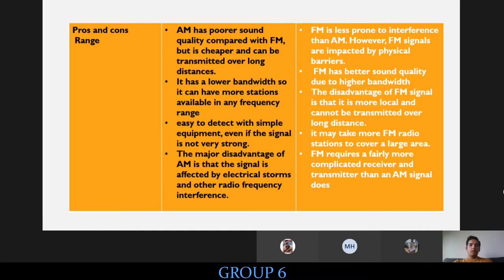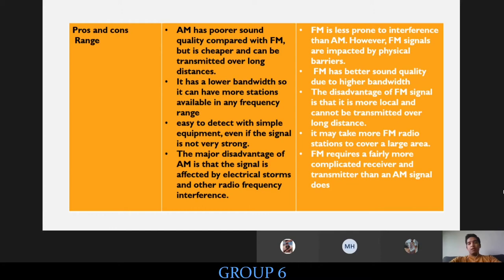AM and FM also have advantages and disadvantages. The advantage of AM is that, although it has poor sound quality compared with FM, it's cheaper and can be transmitted over long distances. AM also has a lower bandwidth, so it can have more stations available in any frequency range, and it is easy to detect with simple equipment, even if the signal is not very strong. The major disadvantage of AM is that the signal is affected by electrical storms and other radio frequency interference.